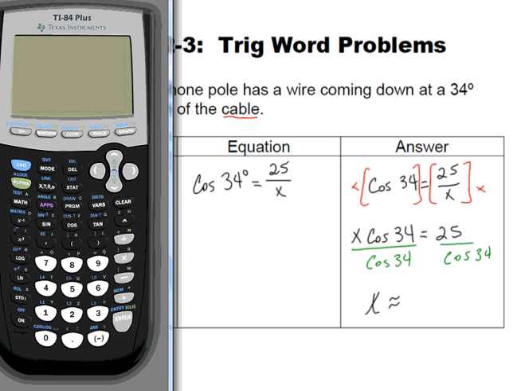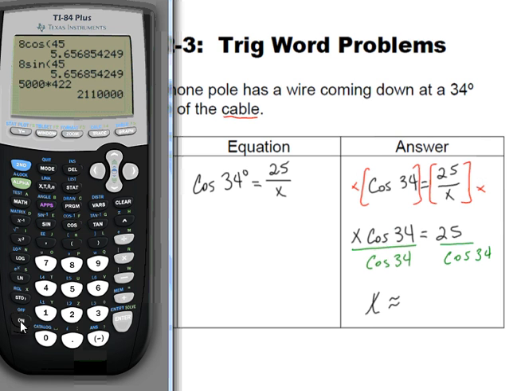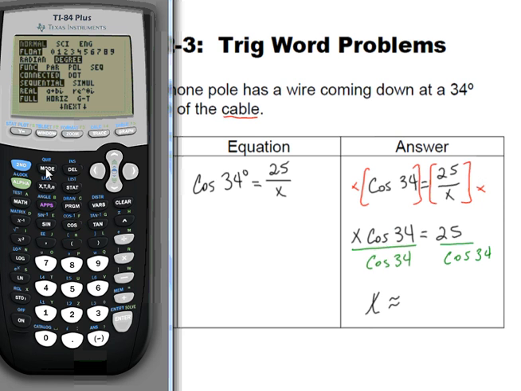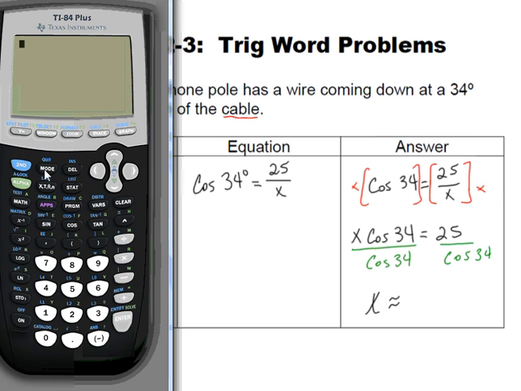Here's my calculator. First I gotta turn it on. There we go. I always want to check and make sure it is in degree mode, because if it is not in degree mode, we will get an incorrect answer. This one is in degree mode, so I just type in 25 divided by the cosine of 34. Press enter. My cable is approximately 30.2 feet long.